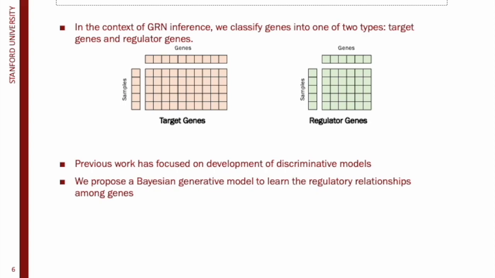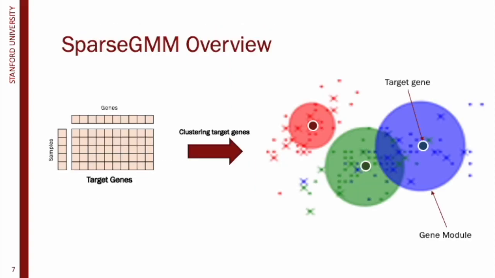In the context of GRNs, we classify genes into one of two types: target genes and regulator genes. We split the gene expression matrix into two matrices, one for targets and the other for regulators. Just as with standard module-based methods, we use the target gene matrix to try to find target genes working together or co-expressed. We cluster them together into modules, and each centroid represents its module. This is similar to the k-means algorithm, and so this problem can be solved with the expectation maximization algorithm.